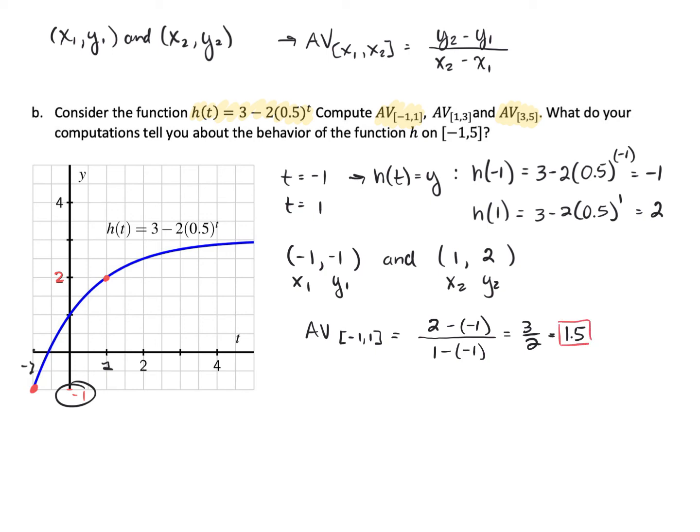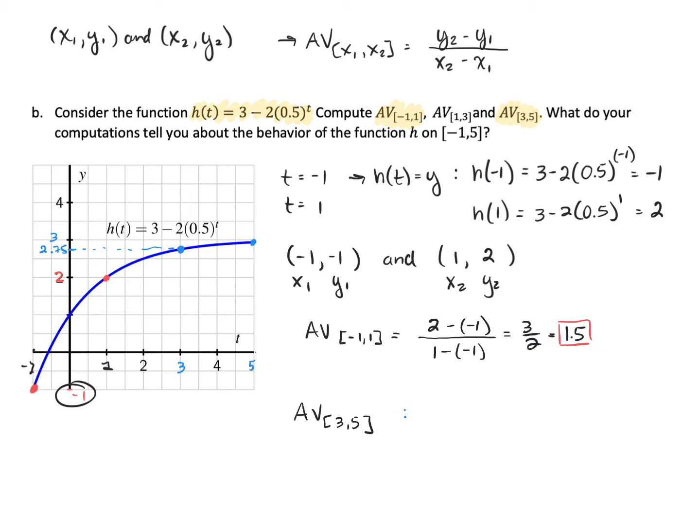Now let's calculate the average rate of change over the interval from 3 to 5. If we take a look at the graph, when x is 3, we go up to the graph, we can see that the corresponding y value looks like it's approximately 2.75. And then when x is 5, let's go up to the graph. It looks like it's getting really close to 3. But to find out for sure, we're going to have to substitute it into the equation.